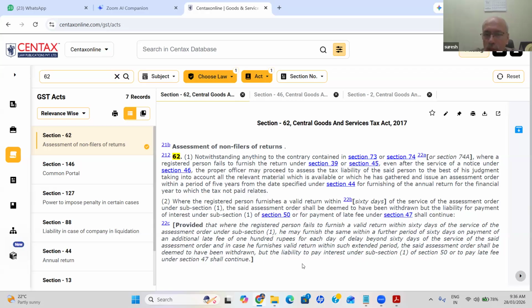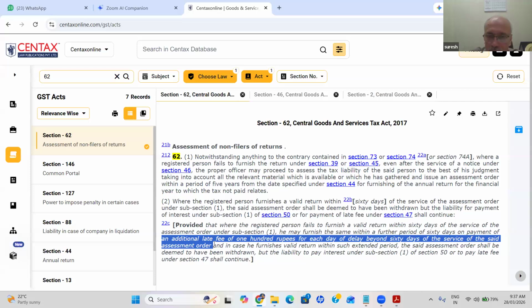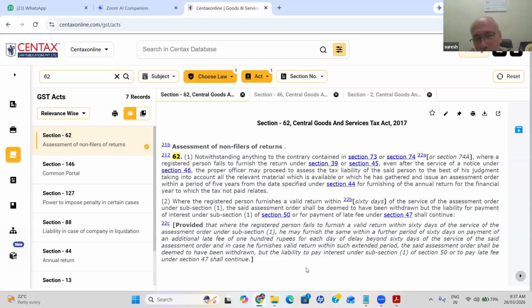Then again, after 60 days but within 120 days, if the assessee files the return, then, sir, the position is not clear. They have given this additional late fee of 100 rupees for each day for delay beyond 60 days of the service of the assessment order. Sir, there is no mechanism while filing the return that this additional fee of 100 rupees is charged.